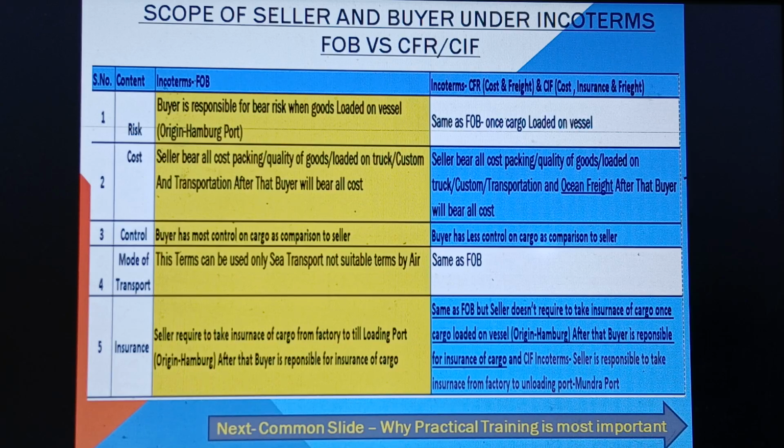After that, the buyer is responsible for insuring the cargo under the CFR. And CIF, I highlighted the CIF Incoterm, the seller is completely responsible for taking the insurance from factory till the unloading port Mundra. So this is the difference, this is the scope and responsibility in everything.